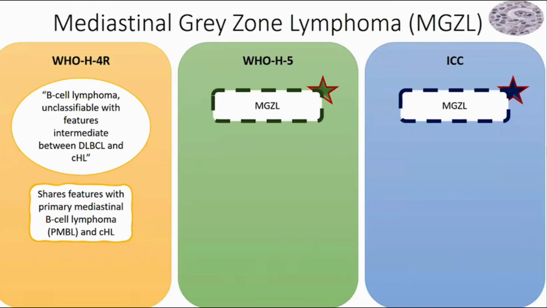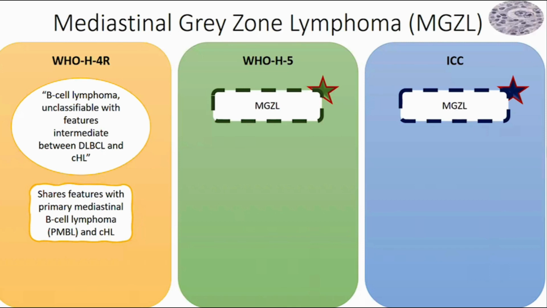And finally, our very last diagnosis to talk about here is mediastinal gray zone lymphoma. If you notice throughout the talk, things that had a star were new entities. This is highlighted in red because it is actually not really a new entity. It just changed its name. Before it had been called mediastinal gray zone lymphoma, but it wasn't until the WHO4R that this was named B-cell lymphoma, unclassifiable with features intermediate between DLBCL and classical Hodgkin lymphoma, more so the nodular sclerosis type.